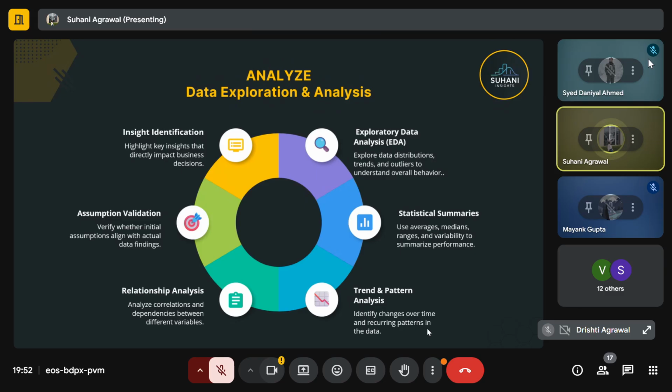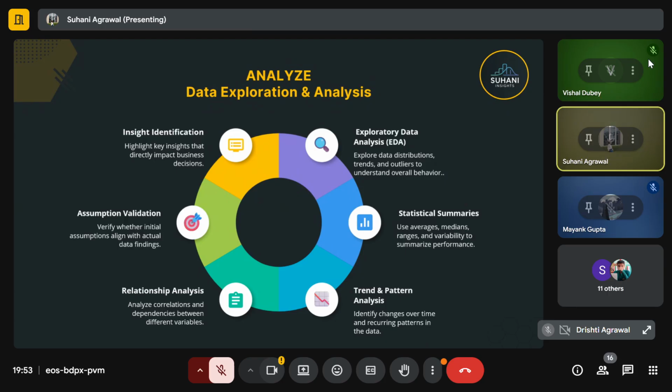First is exploratory data analysis, where we explore the data distribution, whether there is a trend in it, and whether there are outliers. Then we understand the data, which helps us understand the overall behavior of the data. Next are statistical measures. By statistical measures, I mean using average, median, standard deviation, or range to summarize the data for better performance or to understand the variability of the performance.